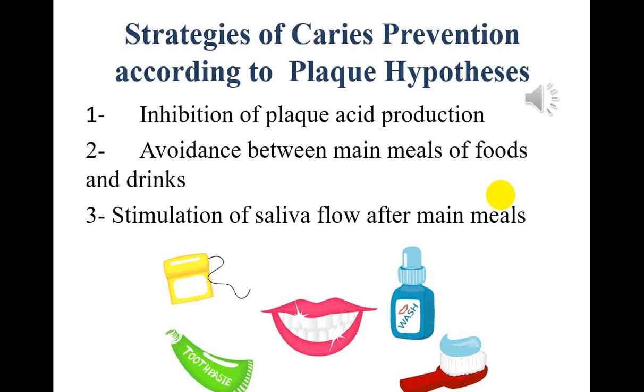The third strategy is stimulation of salivary flow after main meals. Stimulation of salivary flow will increase the buffer capacity and also will remove remnants of carbohydrate and bacteria from the oral cavity. By this, we can promote remineralization and return the pH of plaque to resting levels.